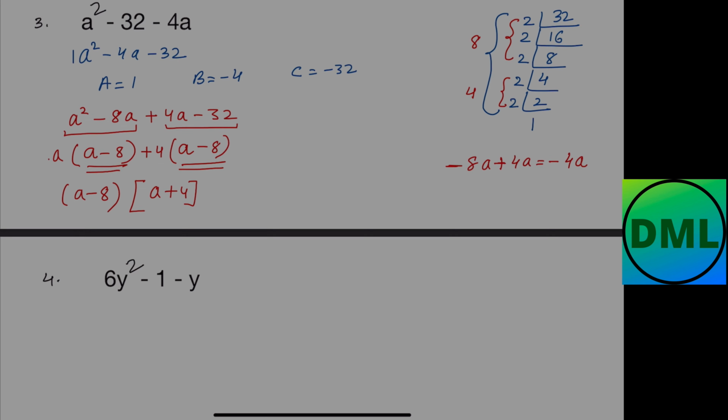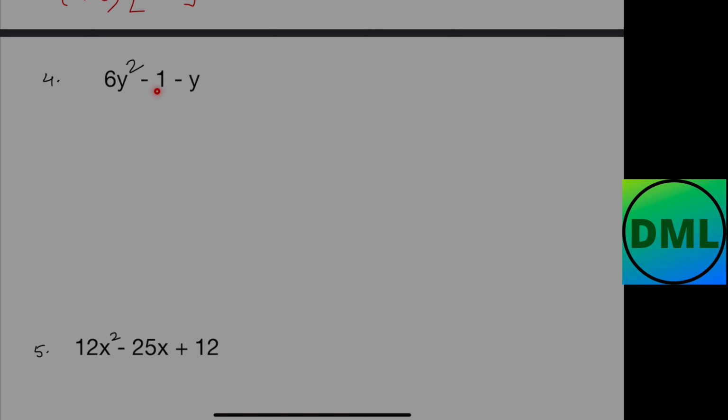Let's see one more example. 6y square minus 1 minus y. Is this written in the proper order? No, right? Let's write down in the proper order first. 6y square minus y minus 1. Let's write down all the values for a, b and c first. A is equal to 6, b is equal to minus 1, c is equal to minus 1.